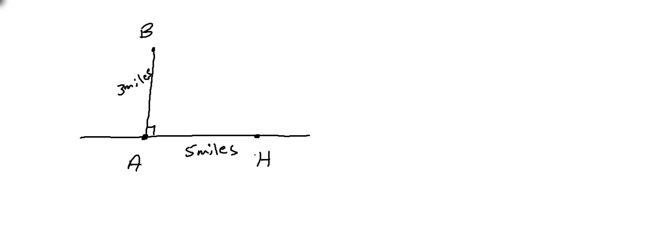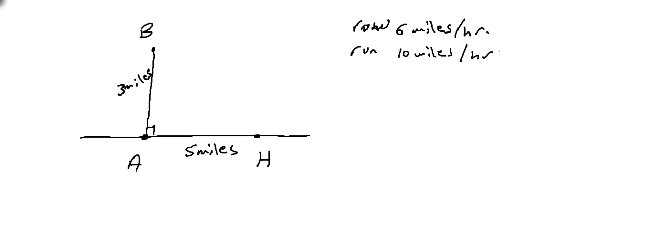That's great. If Mary can row her boat 6 miles per hour, and run 10 miles per hour, where should she land her boat to arrive home in the least amount of time? Least amount of time, minimum value, right? This is a minimum value.